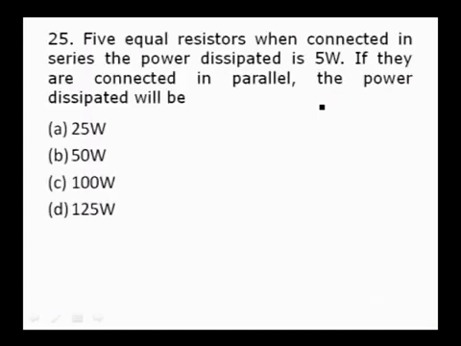Question number 25. 5 equal resistors when connected in series, the power dissipated is 5 watt. If they are connected in parallel, the power dissipated will be: A, 25 watt; B, 50 watt; C, 100 watt; and D, 125 watt. Okay.